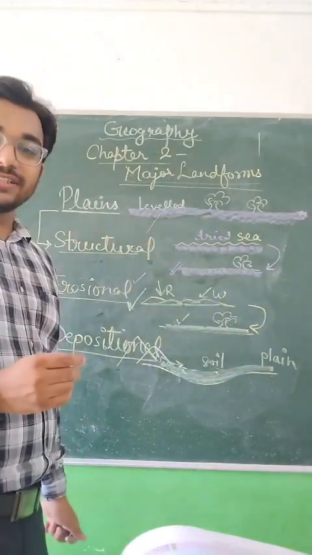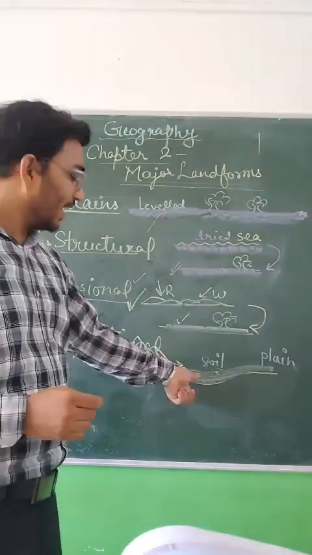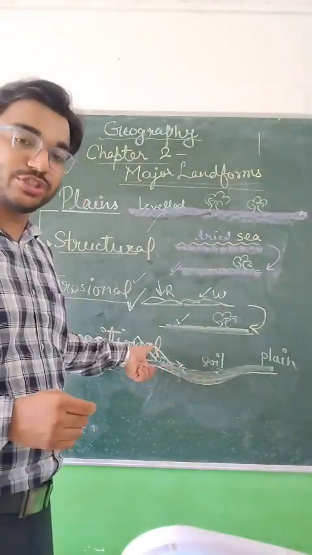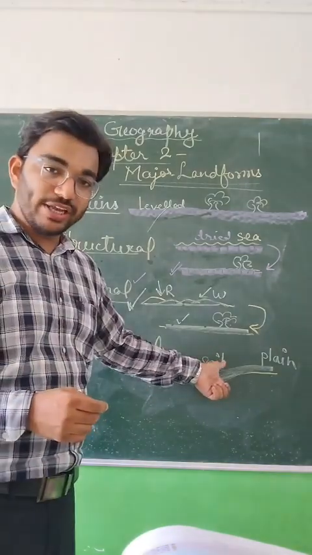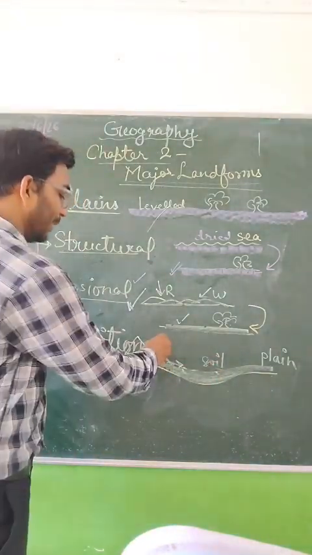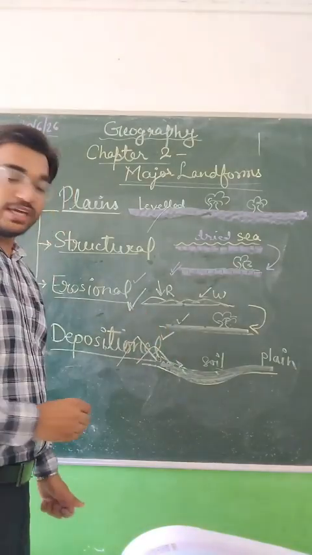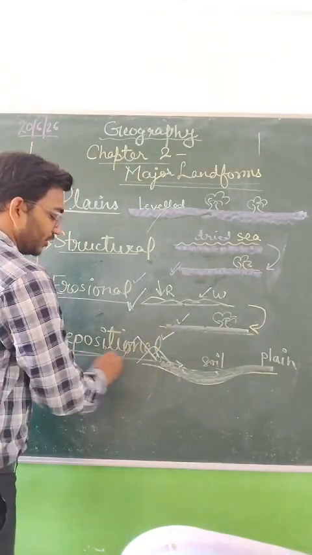So where has the material come from? The material has come from the mountains due to erosion. After erosion there is deposition of soil, so that is known as a depositional plain. This whole plain is the depositional plain.